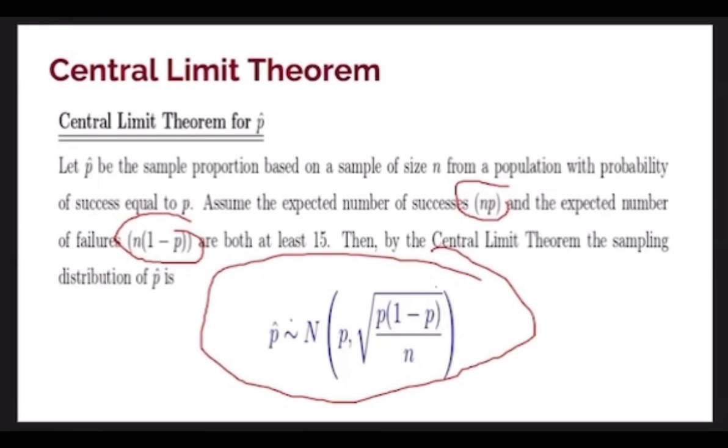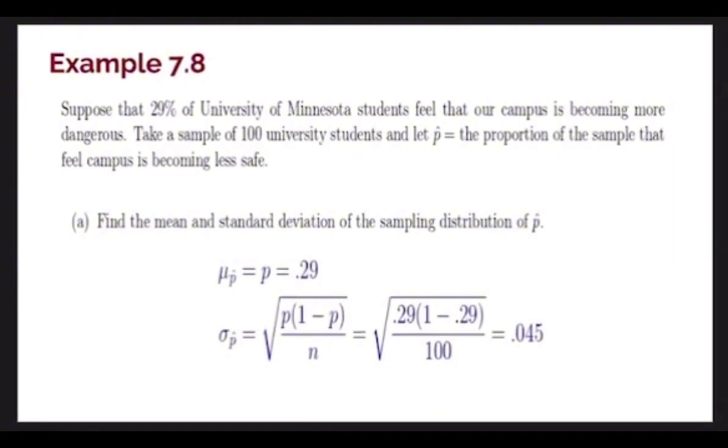Now let's go into an example, and I need you to pay attention. Suppose that 29% of University of Minnesota students feel that our campus is becoming more dangerous. Take a sample of 100 university students and let p-cap be the proportion of the sample that feel the campus is becoming less safe. The question: find the mean and the standard deviation of the sampling distribution of p-cap. If I want to find the mean, I told you, the mean of the sampling distribution of a statistic is always equal to the population mean. The population proportion given here is 29%, that's 0.29, and that would be that.